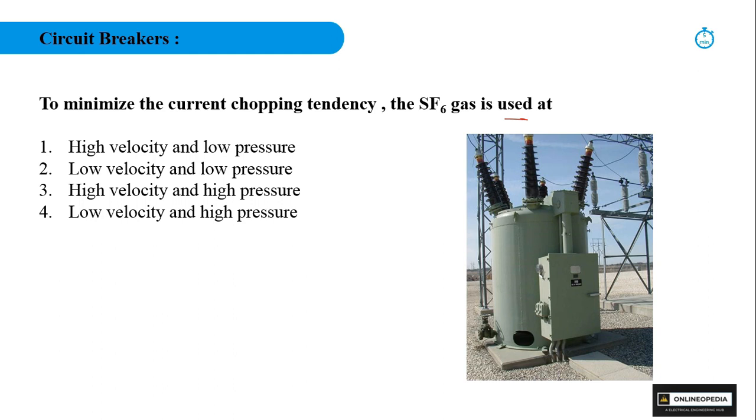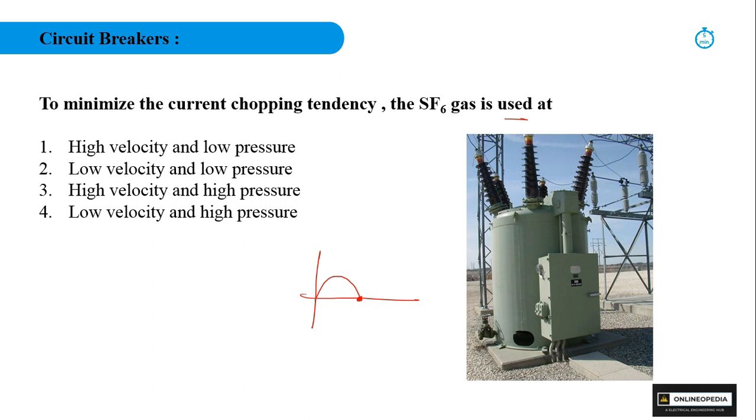So what is current chopping? Basically, when a circuit breaker interrupts a low inductive current, that is current to a shunt reactor, or you can call it the magnetizing current of a power transformer, then the current falls to 0 before the natural current 0. If this is an AC waveform, this is your natural current 0. Okay, so the current falls to 0 before the natural current 0. This phenomenon is called current chopping.